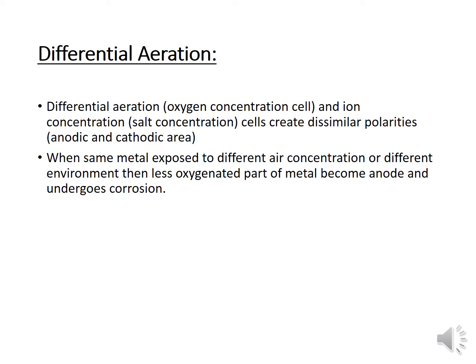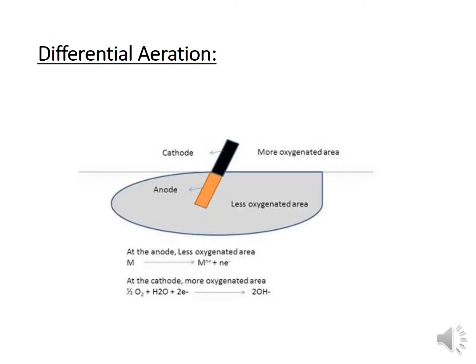The metal which is in an environment where less oxygen is present, that part of the metal will become anode and undergoes corrosion. Highly oxygenated part will act as cathode, remain as it is. Here we can see one metallic rod. Half portion is buried underground, so there is less contact of the metal with oxygen. So that portion is called less oxygenated. Upper part is highly oxygenated and becomes a cathode.